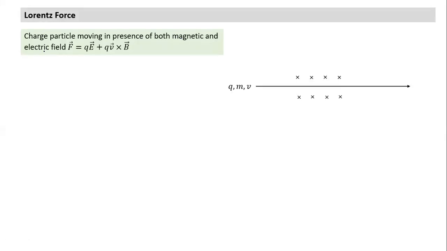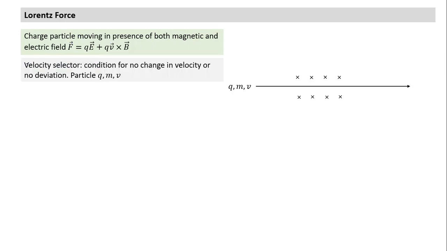It's pretty simple. If both fields are present and the charge is in motion, both forces will act. The resultant force is the vector sum of the electrostatic force and the magnetic force. So this is nothing new. If both fields are present but the charge is at rest, the magnetic force will still not work. The magnetic force acts only when the charge is in motion. A charged particle moving in the presence of both magnetic and electric fields will experience the vector sum of the two forces.